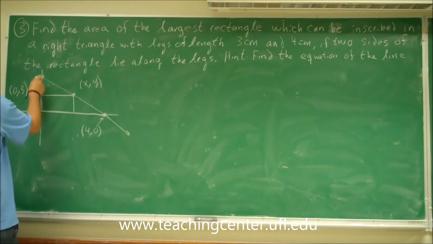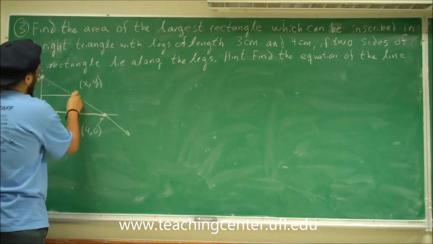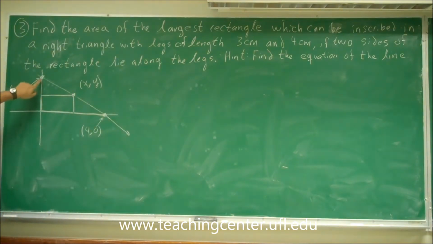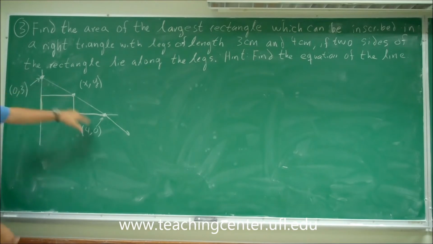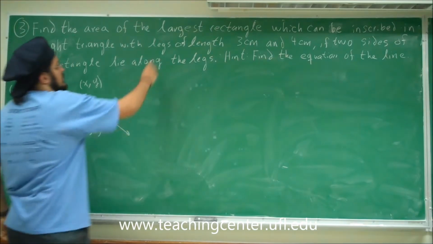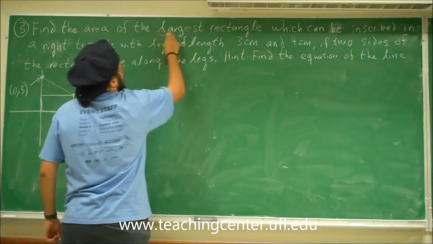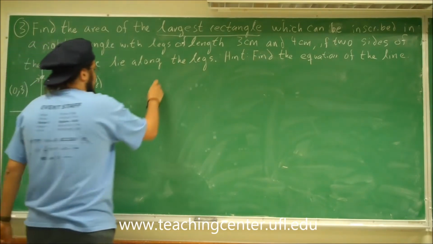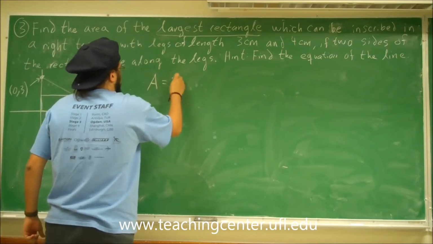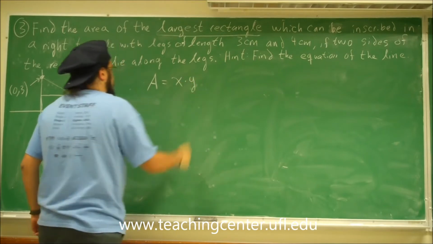Okay, so we have this line here, and this point here is x comma y, this point here is 0 comma 3, and this point here is 4 comma 0. With 2 points on a line, we can go ahead and find the equation of the line. And also, since we want to find the area of the largest rectangle, what we have to maximize is this area function, x times y.